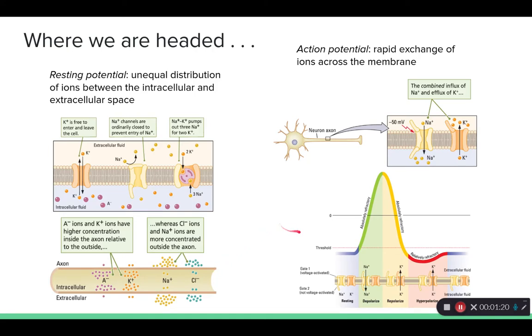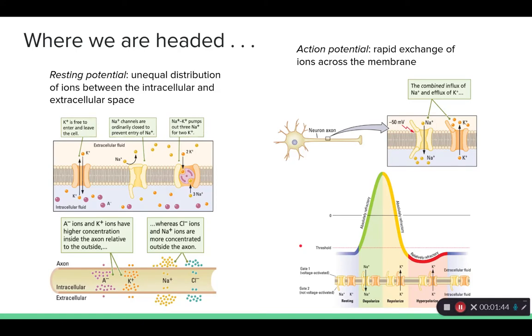And when we talk about the action potential, what we're talking about is the fact that when a neuron is excited, there is a rapid exchange of ions coming inside and outside of the cell across the cell membrane. And when we talk about this in depth, we're going to be talking about what exactly triggers this rapid exchange of ions and how exactly this works.